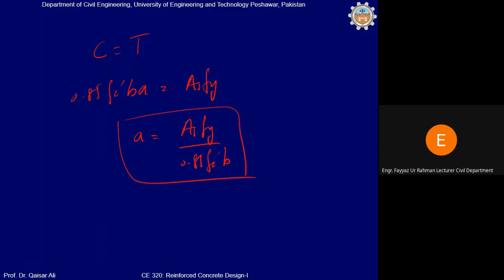Clear? So for a given beam with given reinforcement, you can calculate the depth of the compression block at the ultimate stage. Clear? Yes, sir. Now, you know that resisting moment capacity will be equal to T multiplied by the lever arm. T is equal to As fy, and the lever arm is equal to d minus a by 2. So from this you can calculate the moment capacity at the failure stage or at the ultimate stage.